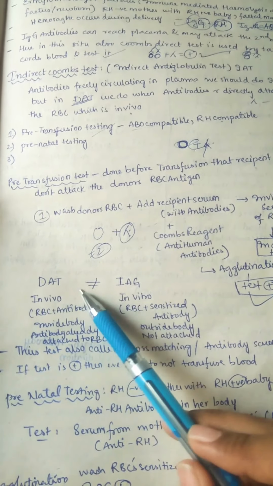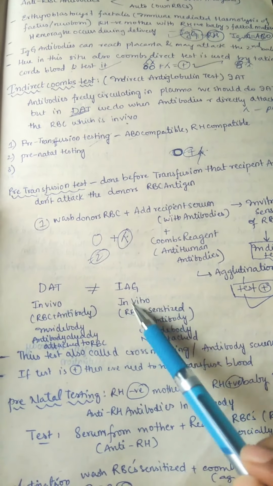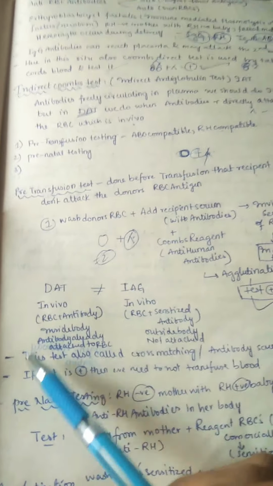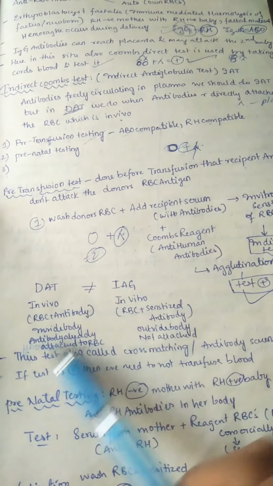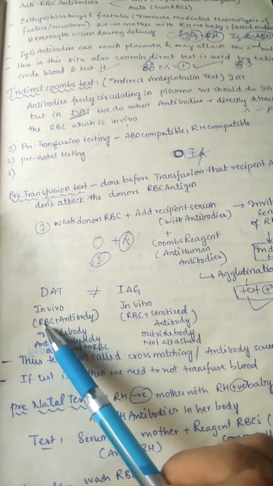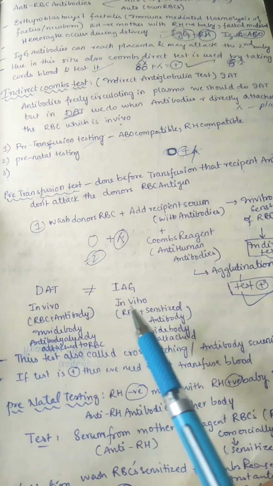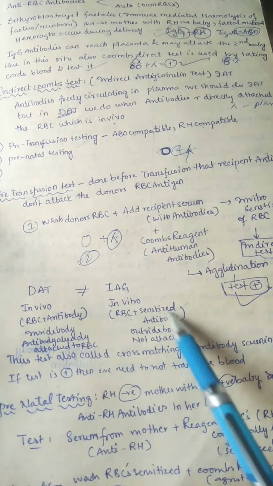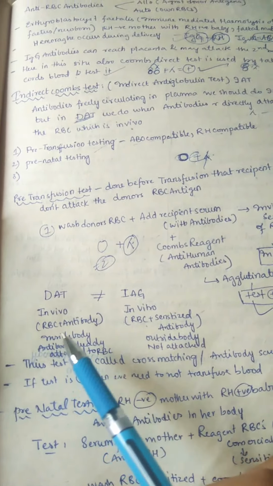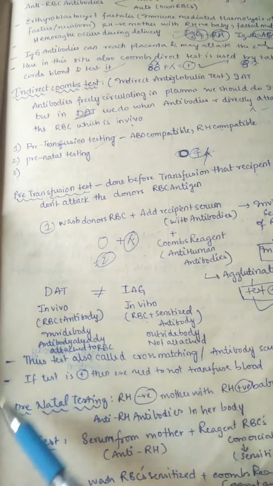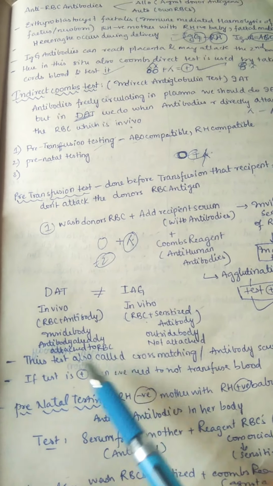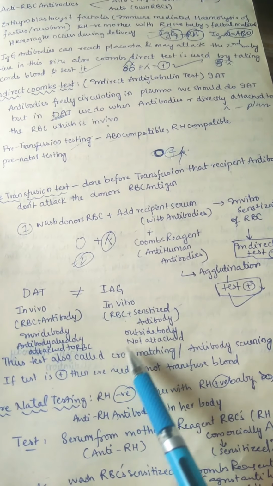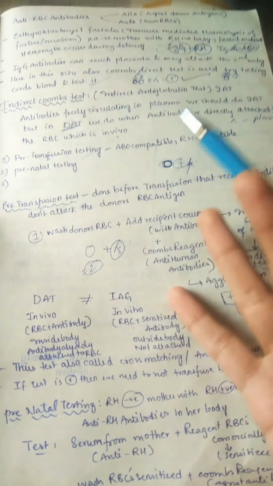The direct test is always in vivo and the indirect test is in vitro. Sorry, before I said it reversed. So the direct test is in vivo, the indirect test is in vitro. Here the RBC and antibody are already present. Here the sensitized antibody is added later, and it is inside the body, that is, intravascular hemolysis is going on, and the antibody is already attached to the RBC. Here it is outside the body, and it is not attached because this process we are doing outside the body.